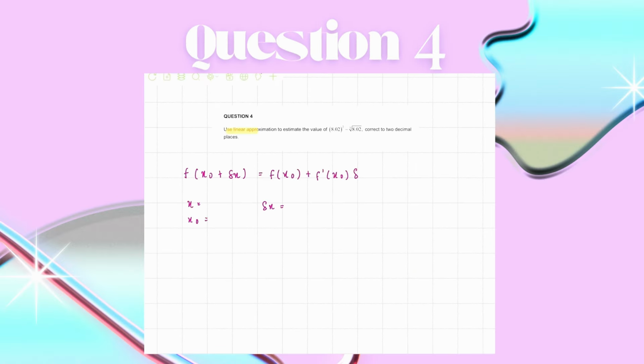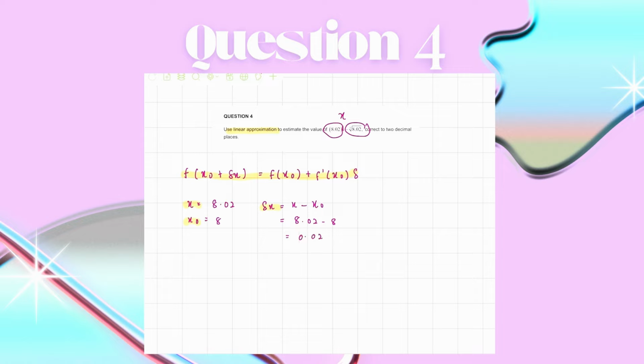Okay, so we're going to proceed with the linear approximation question. This is the formula, and these three items are really important for this question. In solving this question, these three are really needed. This is the value of x, which is 8.02, and x naught is the closest value to x, which is 8, and delta x is x minus x naught, which is 8.02 minus 8, and the final answer would be 0.02.